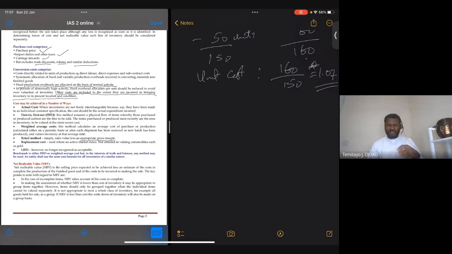This is often used when you're selling gold and some natural resources. Use where an active market exists. Not unusual in valuing commodity, such as gold. Then lastly, it is very important that we know this, that LIFO, last in, first out, is not acceptable by the standard.